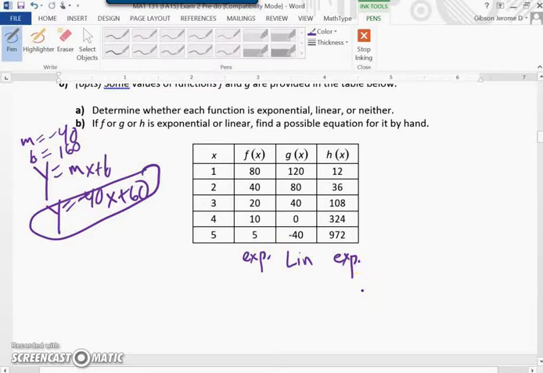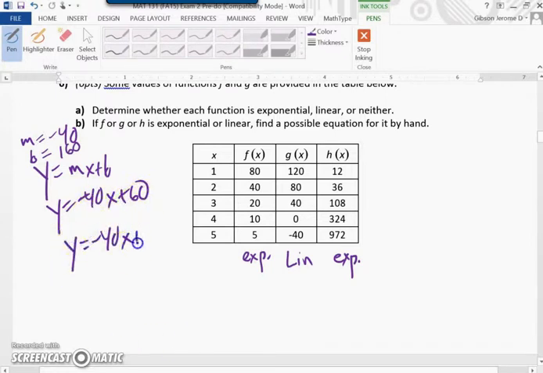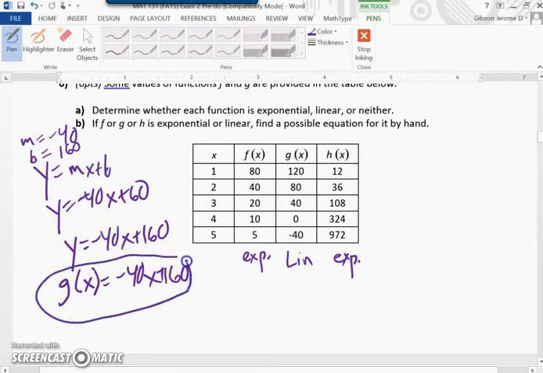Okay, class, picking up where we left off, I made a slight error in this problem. It should have actually been negative 40x plus 160, so I'll write that here, because remember, our y-intercept was 160. Since we're dealing with f of x, g of x, and h of x, we will replace our y with g of x. So that took care of the linear equation.